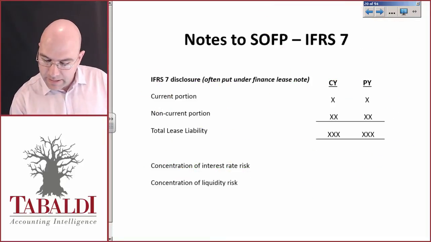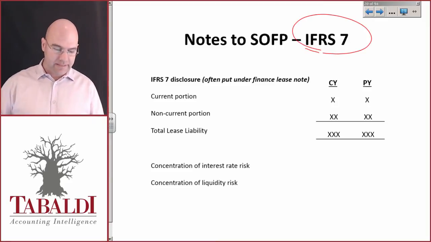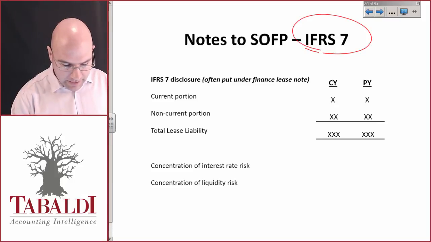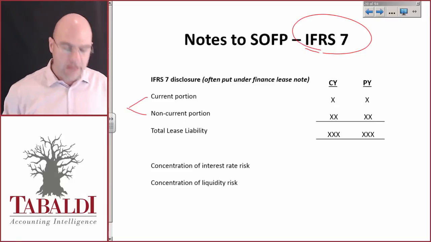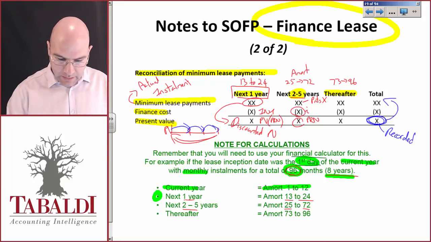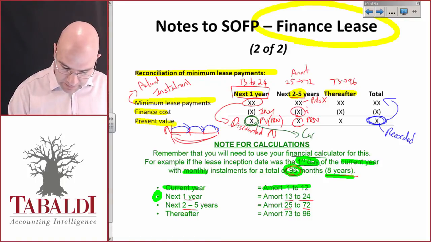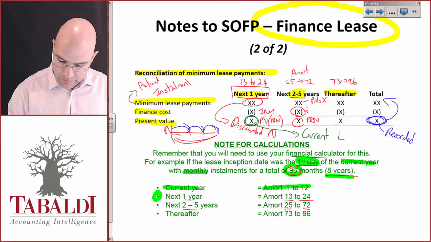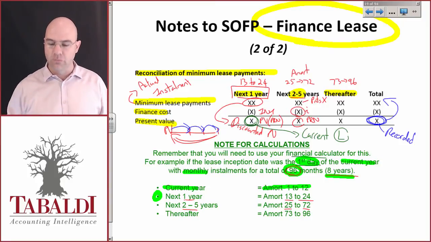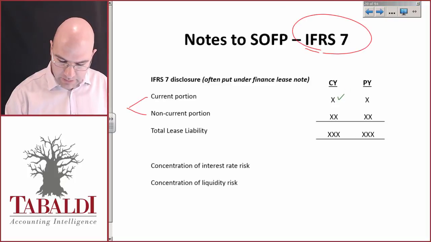Take note, a finance lease liability is a financial liability and therefore IFRS 7 disclosures are required. Let's keep it simple. The one that we need to apply here is splitting between current and non-current components of the liability. We'll go back and we will literally take this principal figure here for the next 1 year. That will be the current component of the liability. Nice and easy. Don't recalculate the figure. Okay, so that's the current portion in the current year.